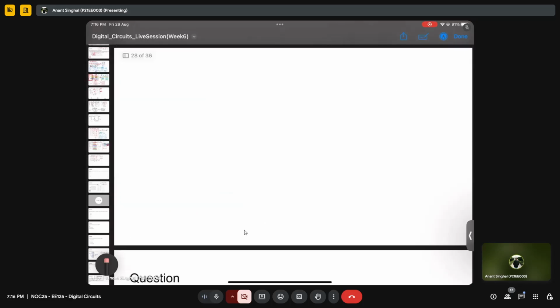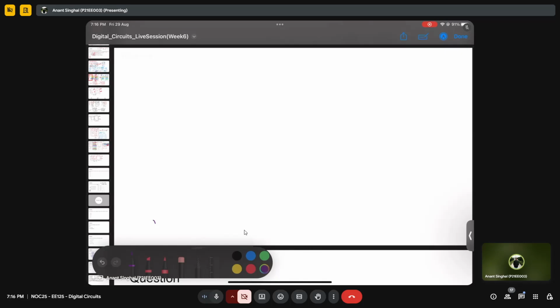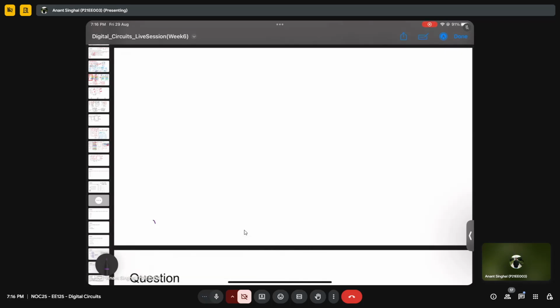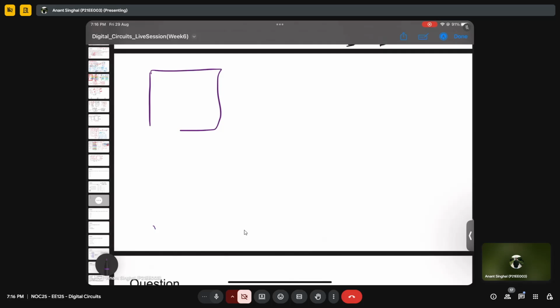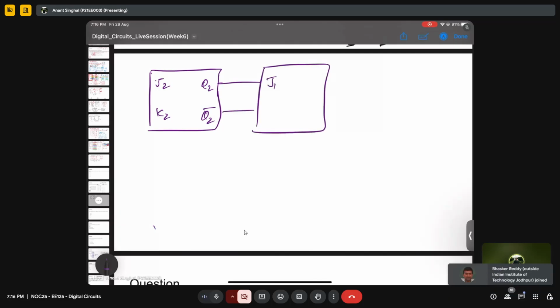So yeah, let's do a quick counter question, which is one more important topic. Let me make a circuit. Let's say this is J2, K2, Q2, Q2 bar, J1, K1, Q1, Q1 bar. Okay, so it's not pretty easy.